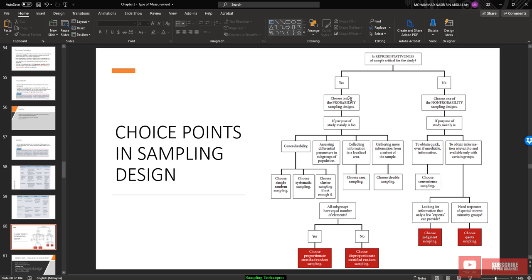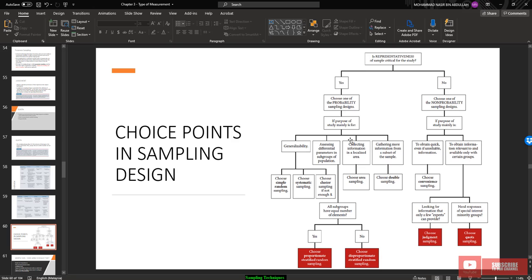So if you are using probability sampling techniques, and the purpose of the study is mainly generalizability, if you are concerned about generalizability, then you choose either simple random sampling techniques, systematic sampling techniques, or cluster. If your objective is assessing differential parameters in subgroup populations, then you need to ask whether the group numbers are equal or not equal. If equal, then use proportionate stratified sampling techniques. If not equal, disproportionate stratified sampling techniques.